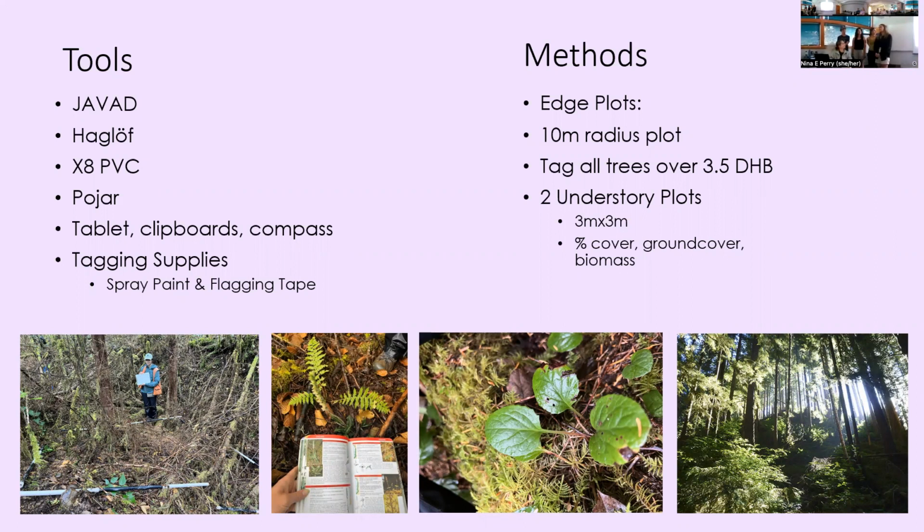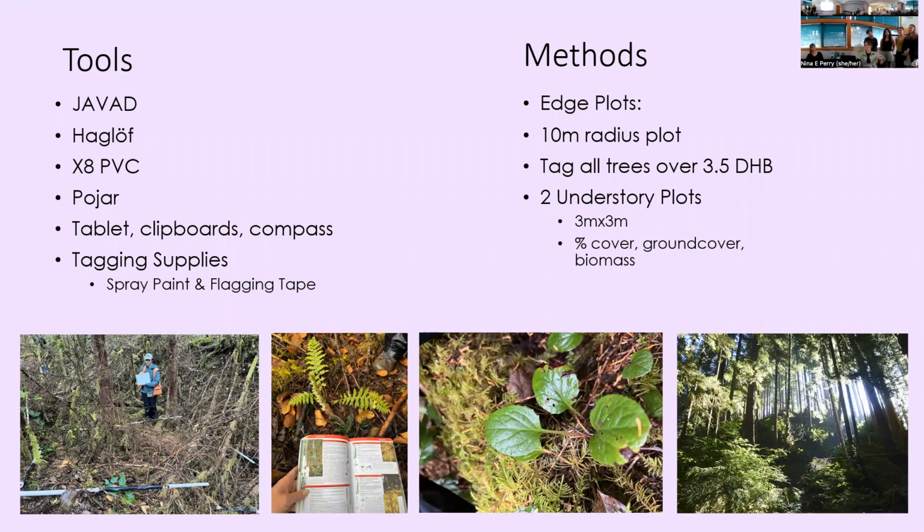What we were mainly looking for in LTEP this time was the regions in each unit where the buffer faced the road, because we were really interested in gathering data on potential edge effects on each of the units. So we called these edge plots, and they are circular plots with a 10-meter radius from the road, walking 10 meters, and then there would be one rebar in the ground with PVC and then a tag on it, and then you would go 10 meters out from that center point. We tagged all trees that had a DBH over 3.5 with this spray paint or flagging tape.